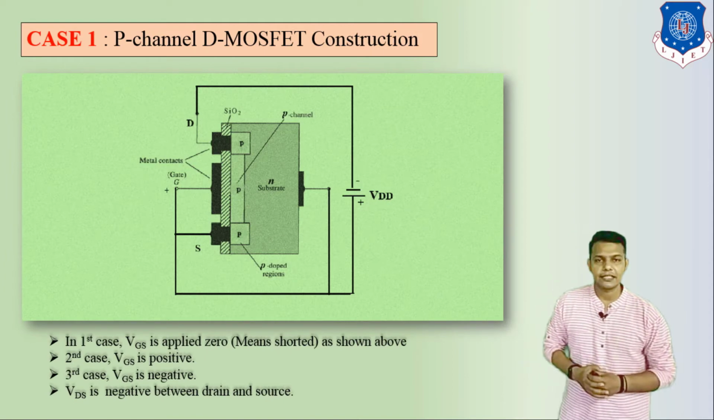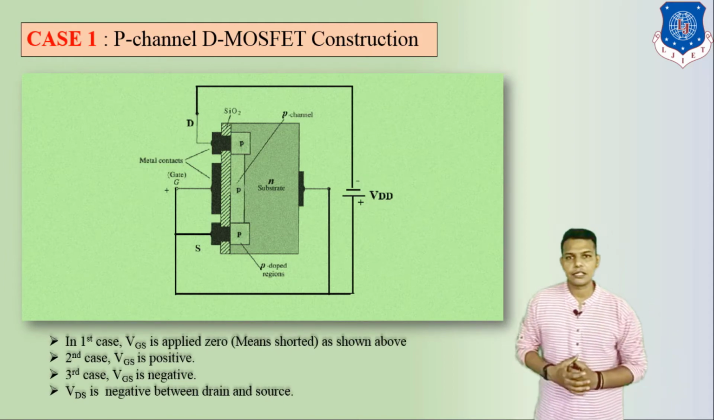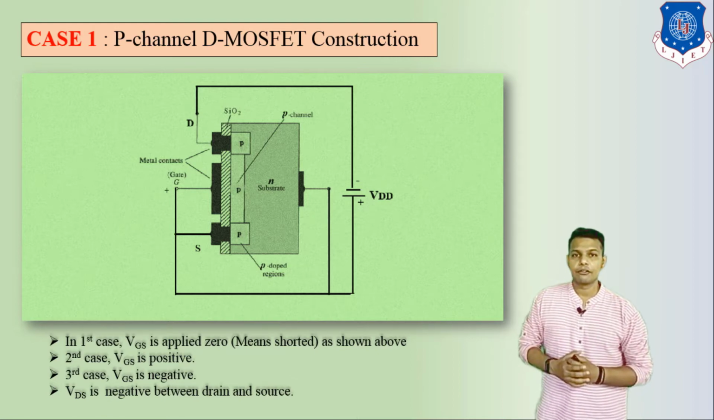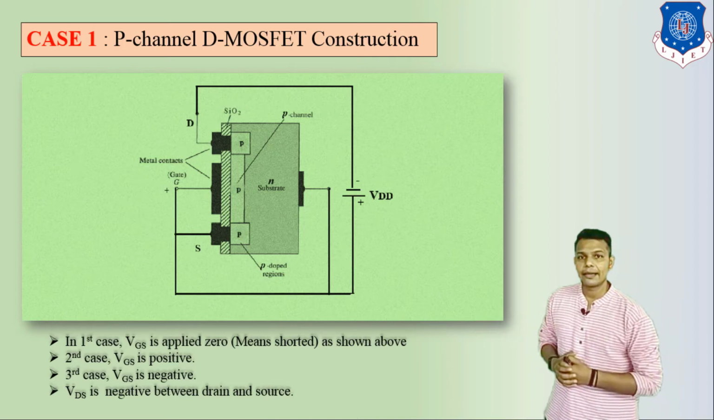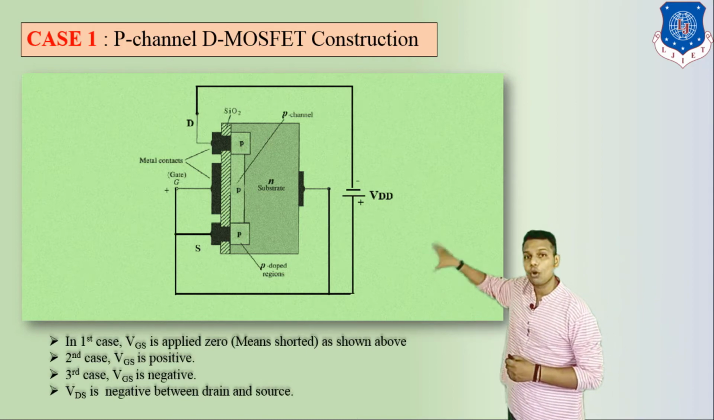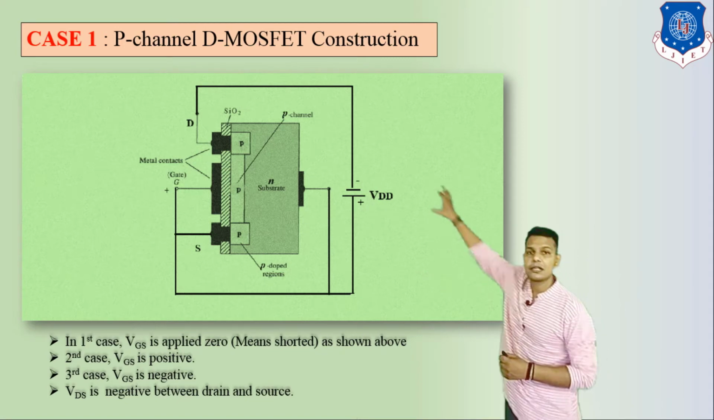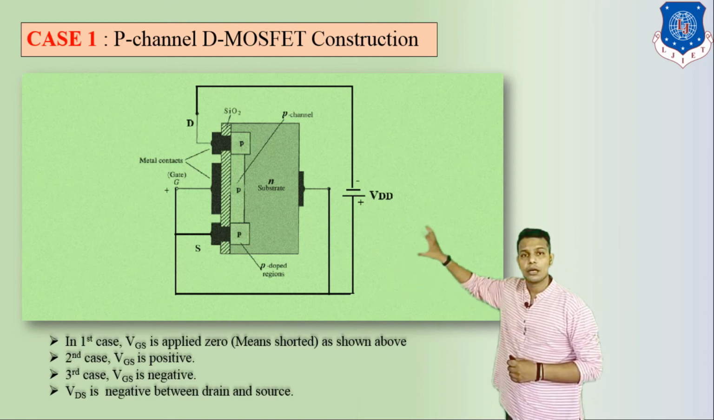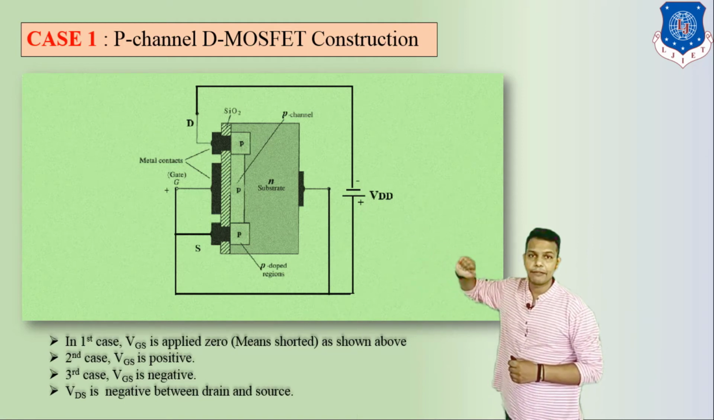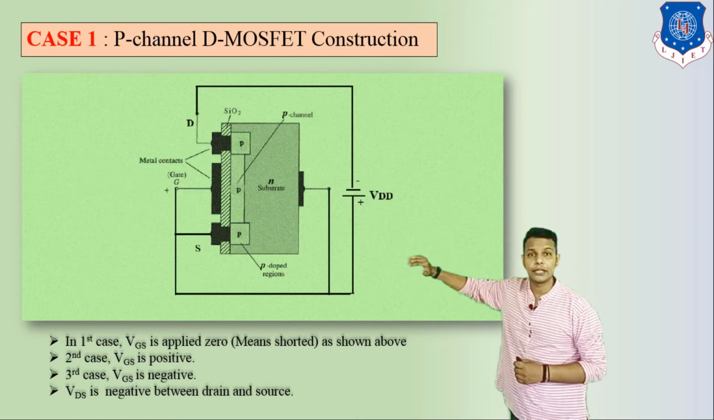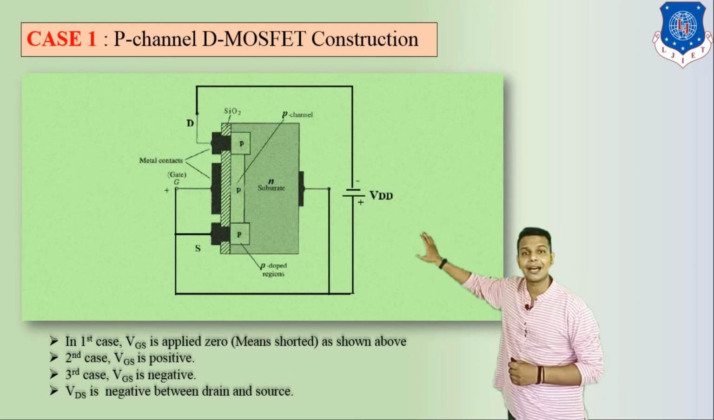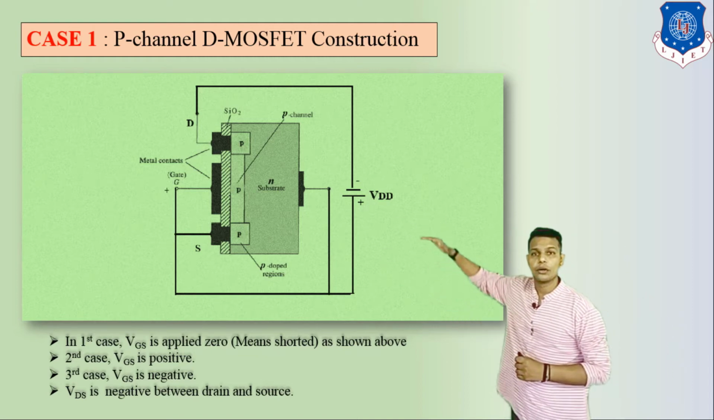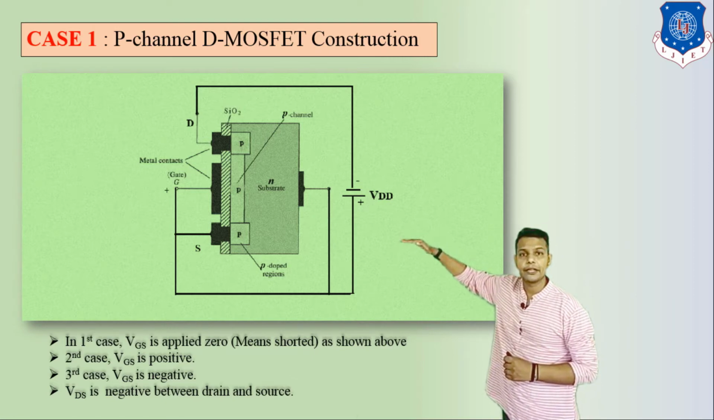Here we can see case number 1. In the first case we apply VGS equal to 0. Then the number of holes get attracted towards the VDD terminal, because at the VDD terminal we have to apply negative polarity first. Due to this negative polarity, the number of holes are attracted towards this side. So this is the reason to take the first polarity as negative.